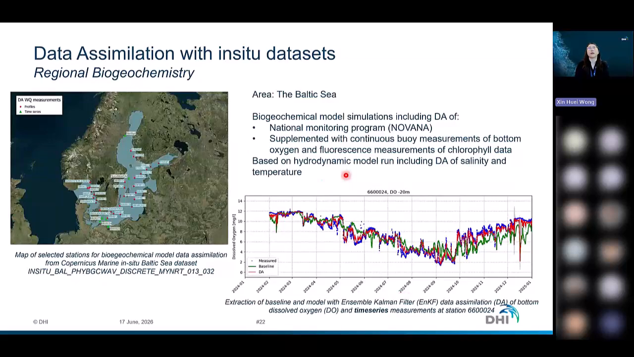As for biogeochemistry, we also did the same thing where we have the model simulations of data assimilation, including the continuous buoy measurements from Copernicus, as well as supplemented by the National Monitoring Program. This is also just an example that we have assimilated the bottom oxygen using the ensemble Kalman filter and achieved improvements in bringing our model closer to the measurement and reality.